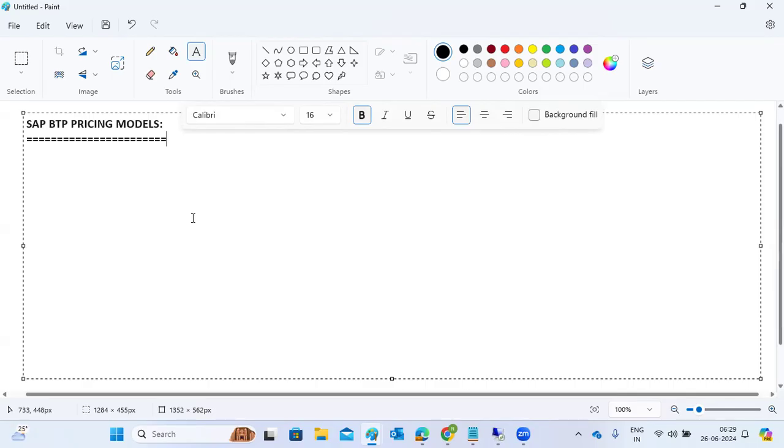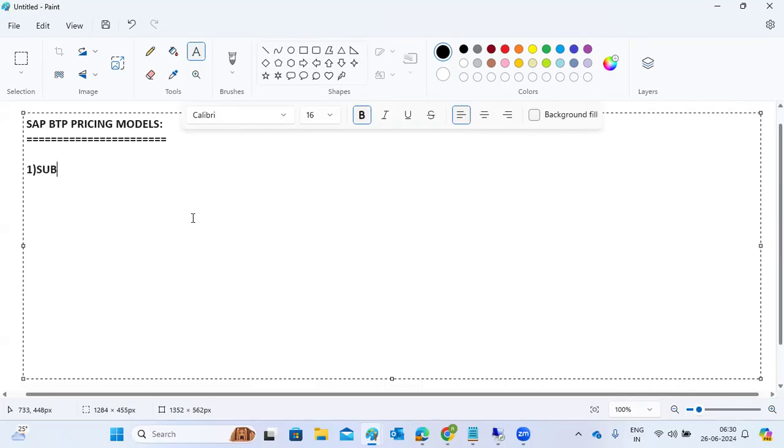Commercials means, right? These are the commercial models here. So normally we will call it the commercial model here. There are two types of models available in the enterprise account here.